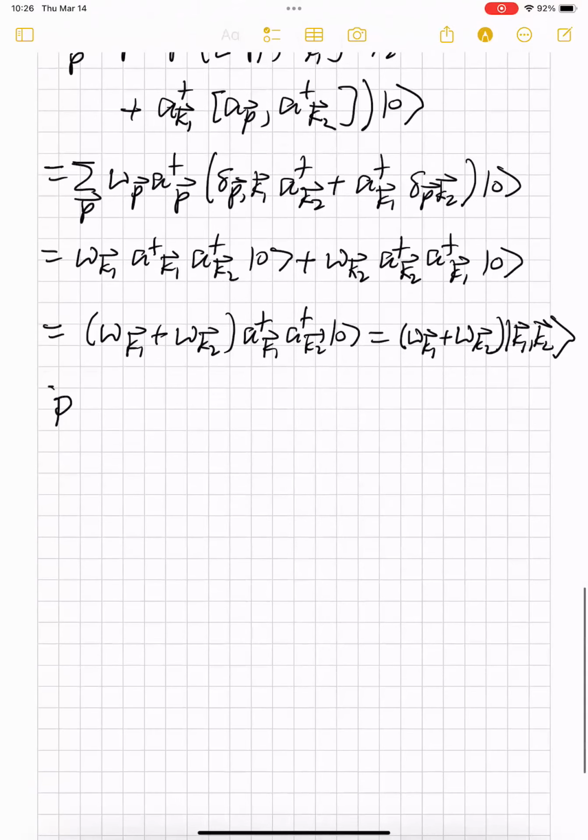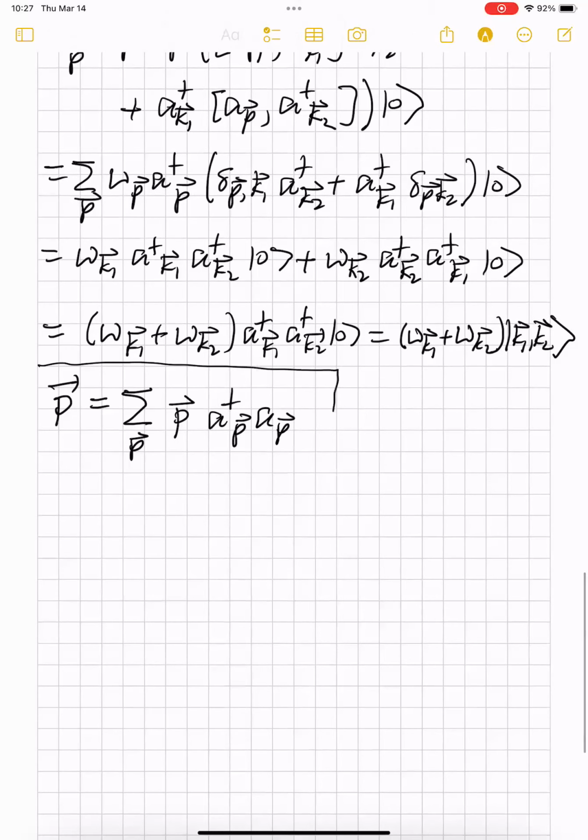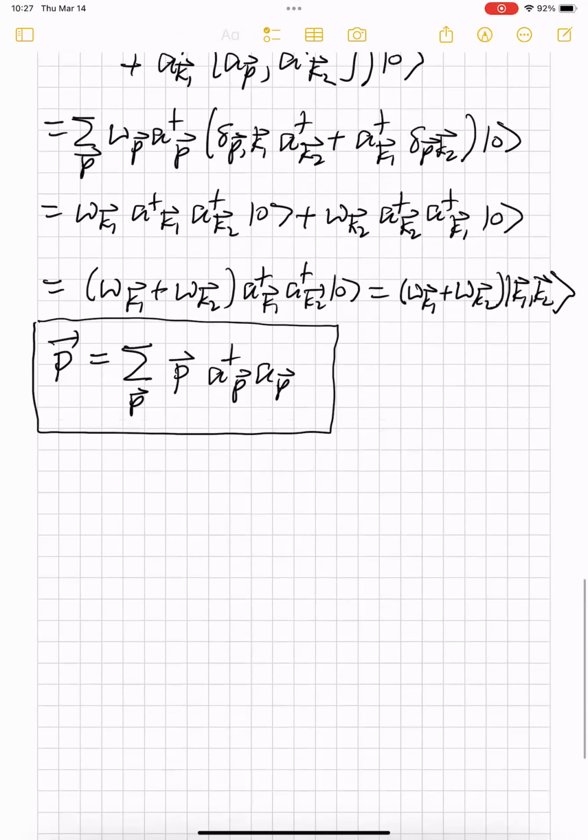So the momentum operator P would be a sum over P. Then it would be P, the momentum, a dagger P, a P. Why don't you apply this momentum operator to the single particle state, the two particle state, and check, does this give you the momentum of the state? Okay, so here are two very natural operators to write down in Fock space. Okay, good.